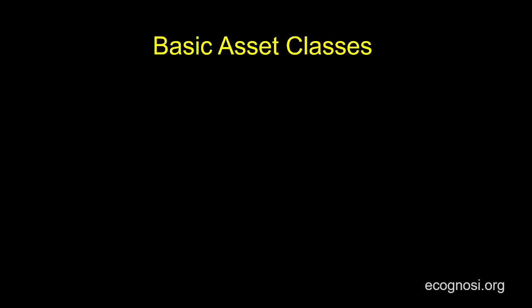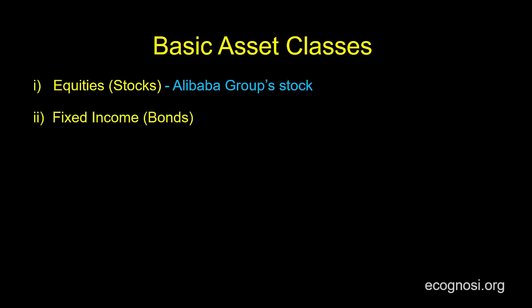Hello! On this very first video on portfolio management, we will introduce the basic asset classes. These are equities, and what we have in mind over here are shares of stock of publicly listed companies. An example of a security falling in this asset class is Alibaba Group stock trading on the New York Stock Exchange. Our second asset class is fixed income, basically bonds. One example is 10-year Spanish government bonds.